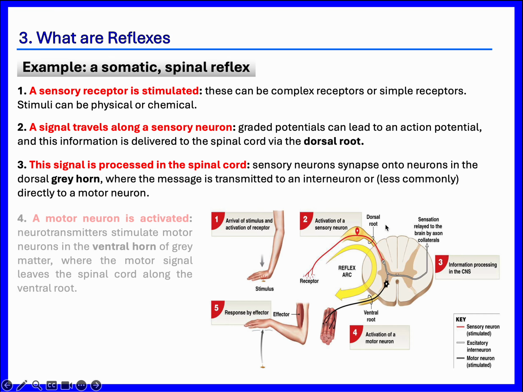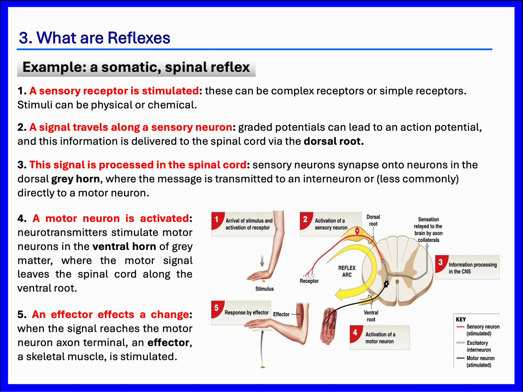So you could take a look at this on your own. This is just the steps of the reflex. A sensory receptor is stimulated. The signal travels along the sensory neuron. The signal is processed in the spinal cord. A motor neuron is activated. The effector effects its change.